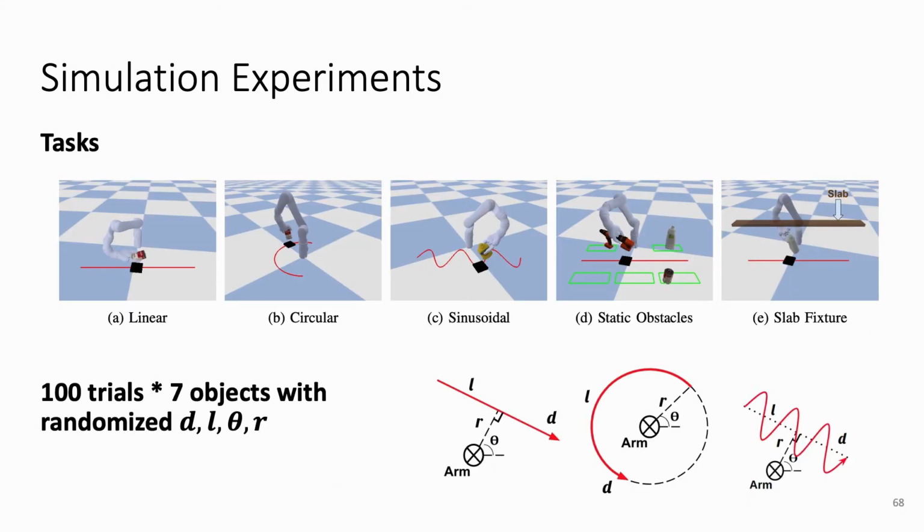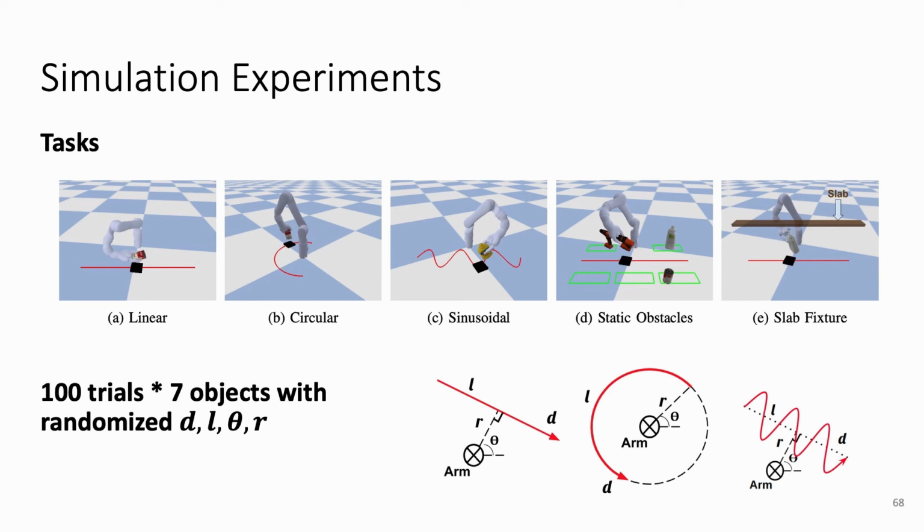We evaluate our method on 5 different tasks: linear, circular, sinusoidal, and static obstacles, where we use the linear motion and put static obstacles randomly in the green rectangular region. To further reduce the workspace of the robot, we simulate a top slab obstacle over the linear trajectory.